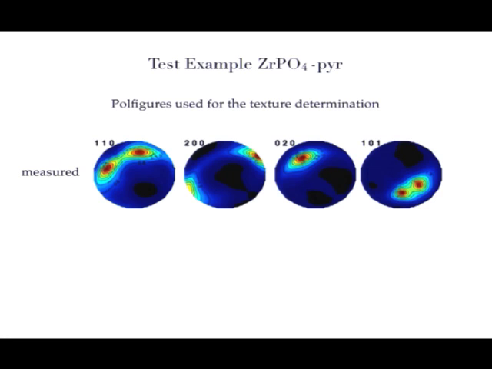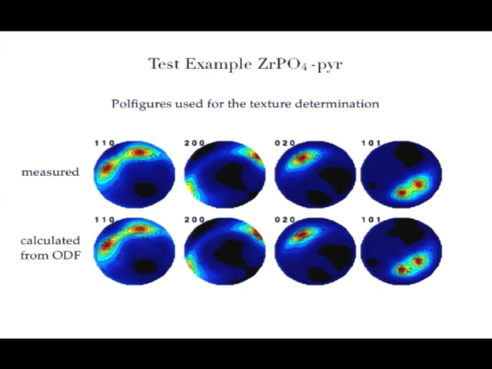To show you how well the texture can be measured and described, these are observed pole figures from this sample, measured with the linear detector here, and you see the very good texture we could obtain. And if you calculate the ODF, you can calculate back the texture, and that's a comparison between the measured pole figures and the calculated pole figures. So the agreement is very good.